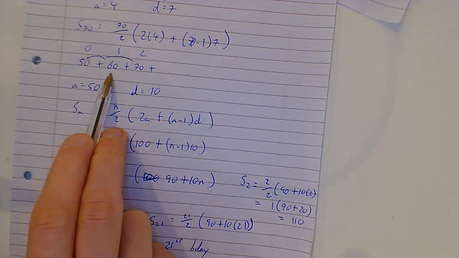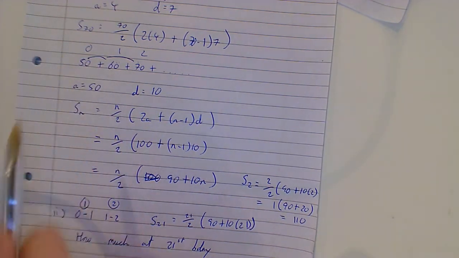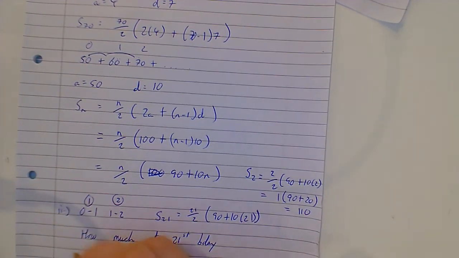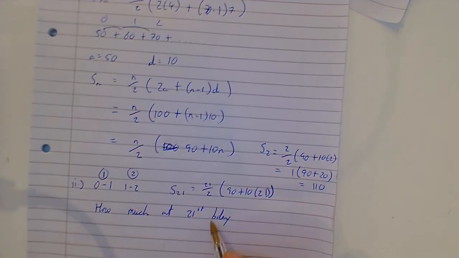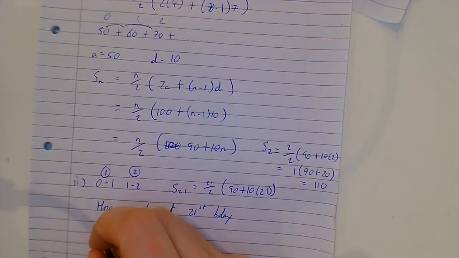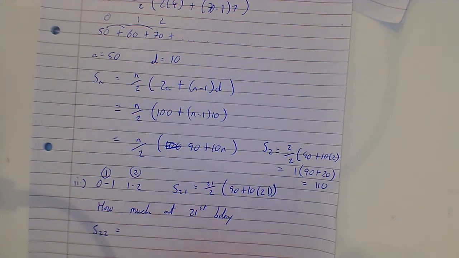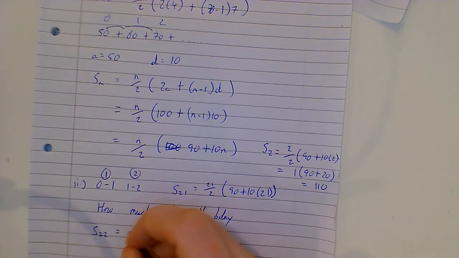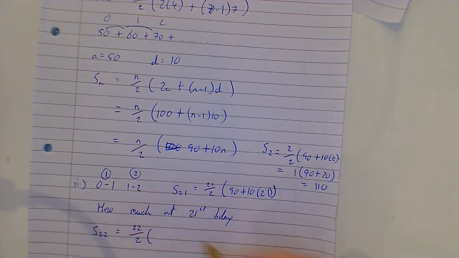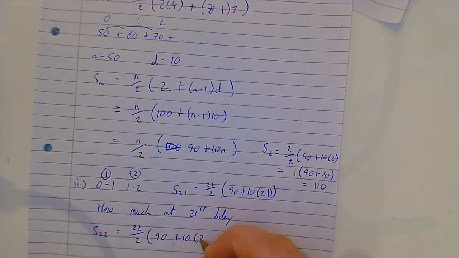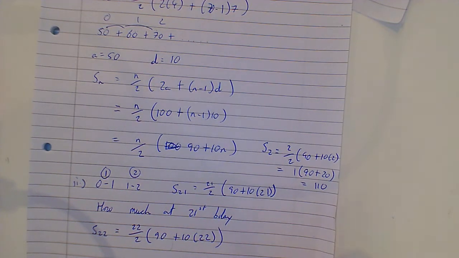But that equals how much they're going to have after their first birthday, because it's begun at 0. The book doesn't explain this. So how much would you have after the 21st birthday? There are 22 terms in there, because 0 is the first one. So you'd have to go 1 higher. So you go 22 over 2 by (90 plus 10 by 22), and that will give you the correct answer.